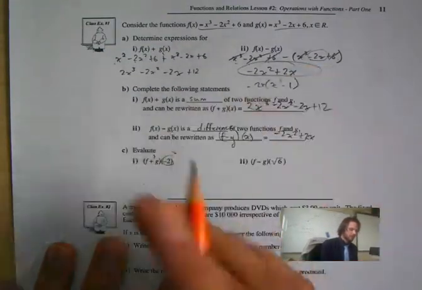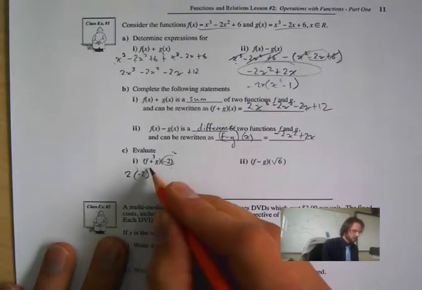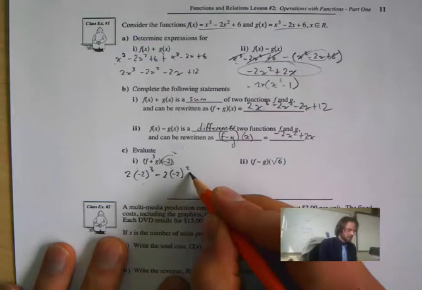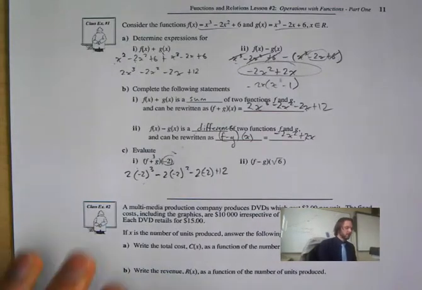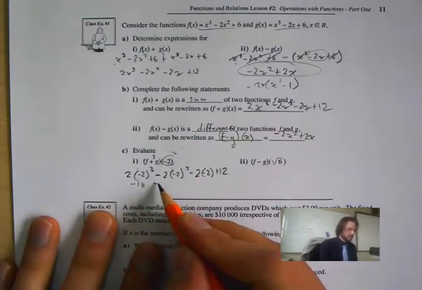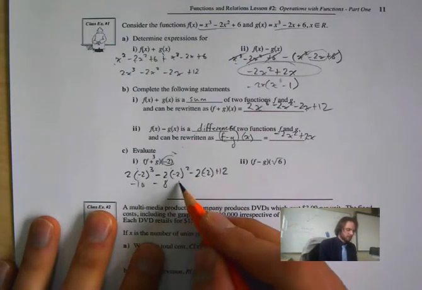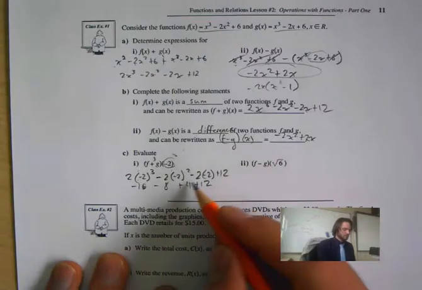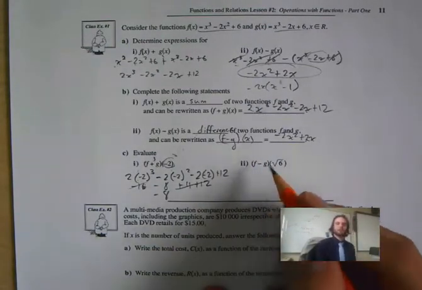So we're going to put in negative 2 for every x when we're plussing. So it's going to be 2 times negative 2 cubed, minus 2 times negative 2 squared, minus 2 times negative 2, then plus 12, okay? So negative 16, minus 8, and we're going to have to plus 4, plus 12. Now this is going to cancel that. I get negative 8 for my answer.